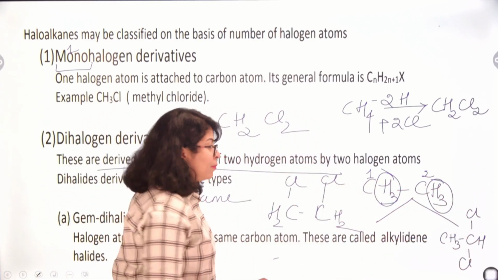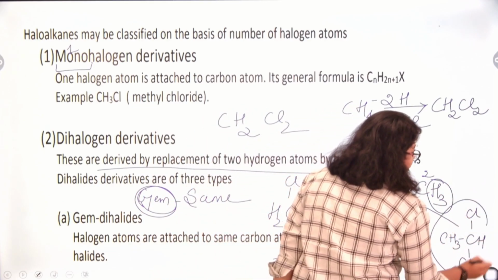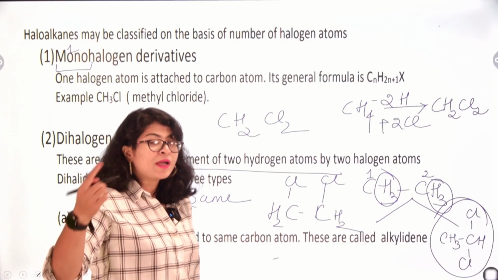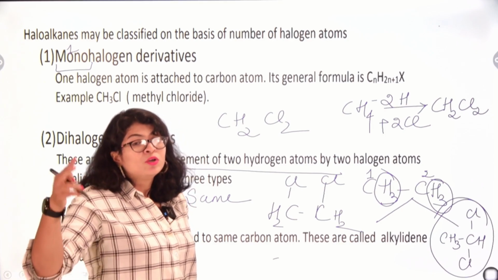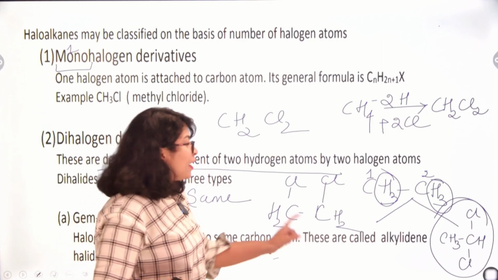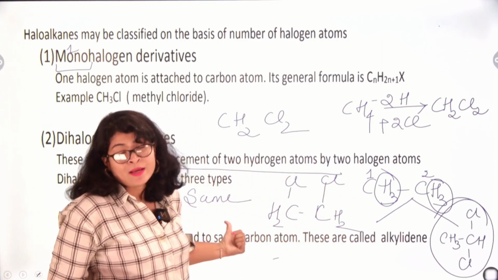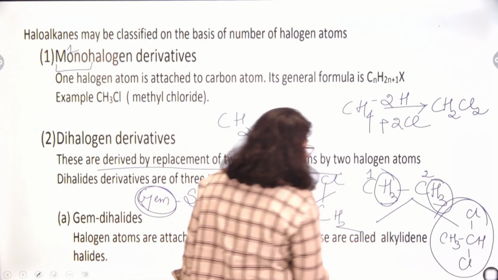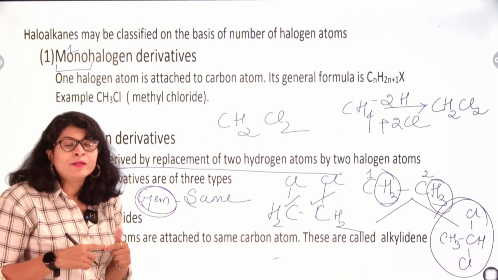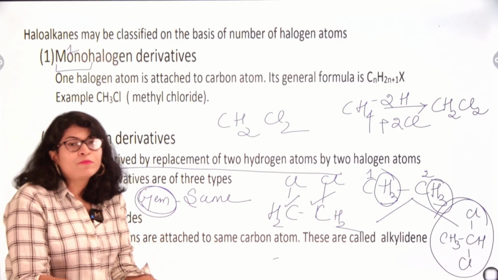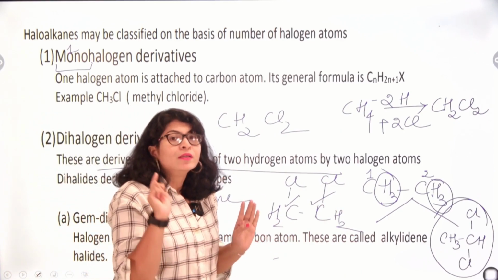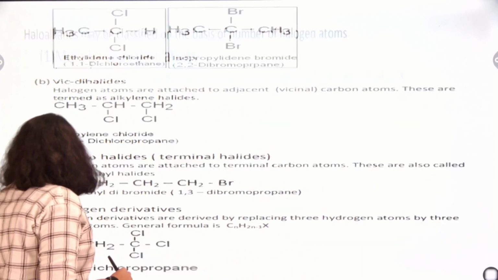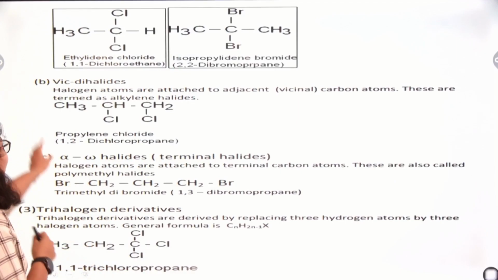Okay, so if I'm deriving it this way, that both the hydrogen atoms are removed from a single carbon, and in place of those two hydrogen atoms, two chlorine atoms are substituted, then it gives me a class of geminal dihalides. But if two hydrogen atoms are removed from separate carbon atoms, and to compensate that, two chlorine bonds are formed between the separate carbon atoms, then they fall under the category of vicinal dihalides. Okay, we write them as VIC, vicinal dihalides.